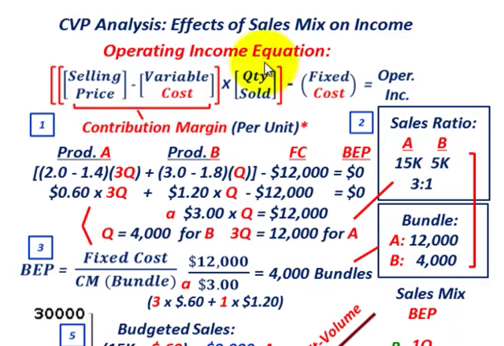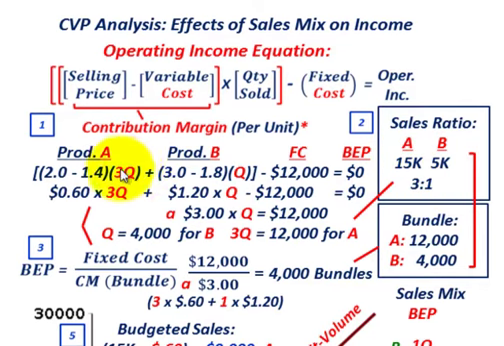Going back to our operating income equation, we're solving for the quantity sold for both of those products. Starting with product A, we have a selling price of $2 per unit and a variable cost of $1.40 per unit. That gives us a 60 cents per unit contribution margin. Now this is where we put in the quantity sold, based on that 3 to 1 sales ratio. We're going to solve for Q at our break-even point, or zero operating income, so we plug it into our equation.